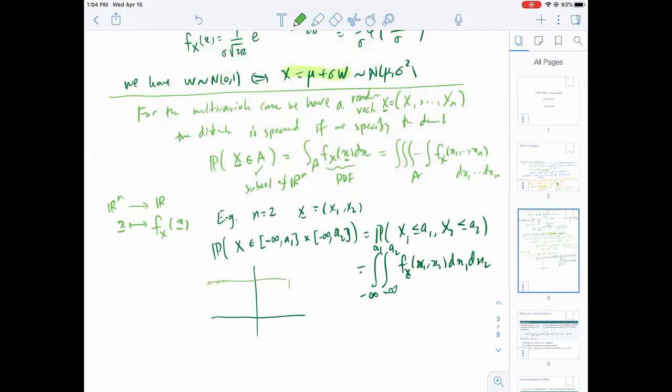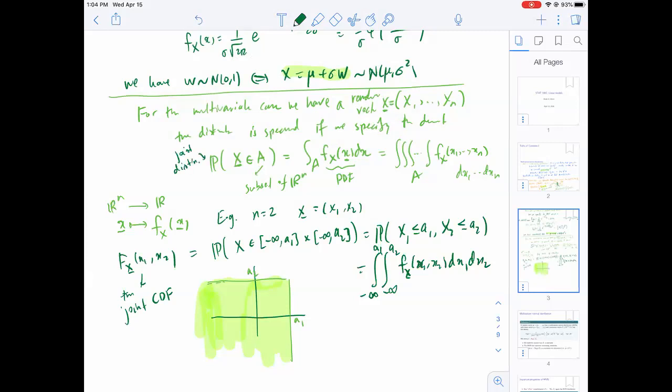So it's this sort of set, so this would be a1, this would be a2. I have a density and then I integrate it over this. And this is in general called the joint CDF. So this would be F of, let's say, x1, x2. This is the joint CDF. Sometimes these things are called the joint distribution. Okay, so joint distribution.